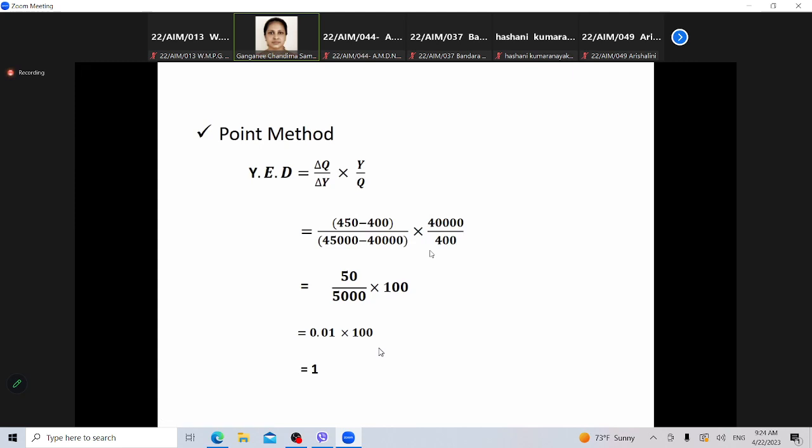And calculate the arc method as well now. Point method I've shown, only the point. No need to take the percentage. Then the arc method, that mid value. Try that one as well and put the answer, please.